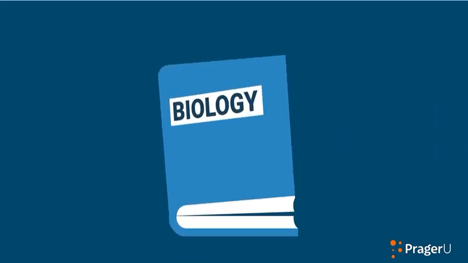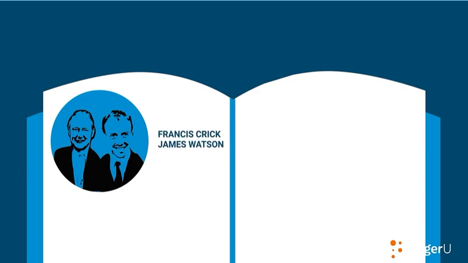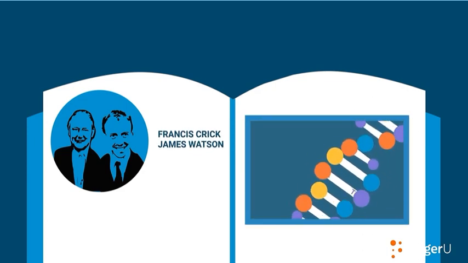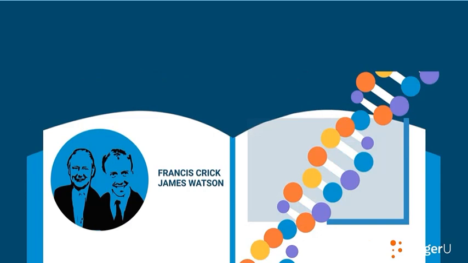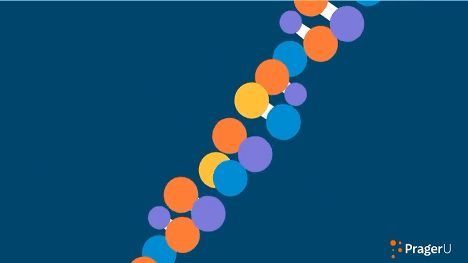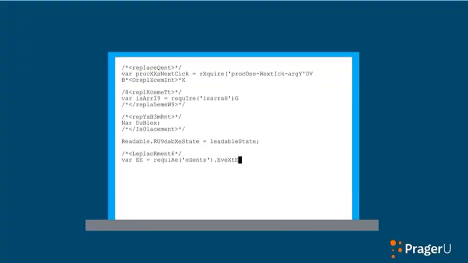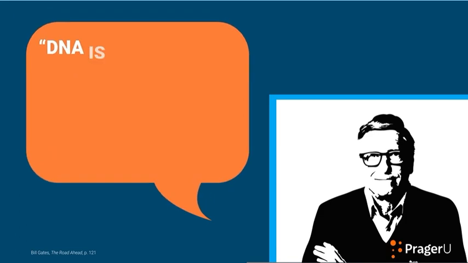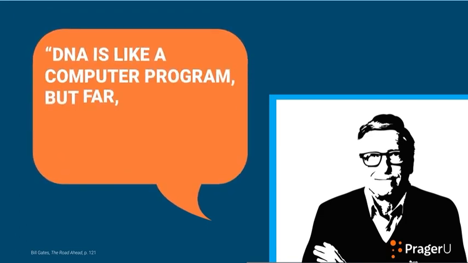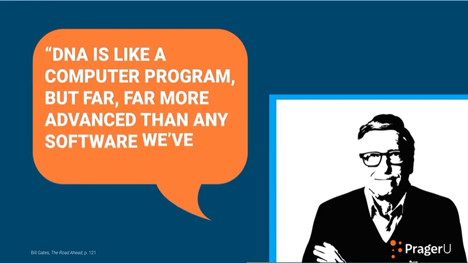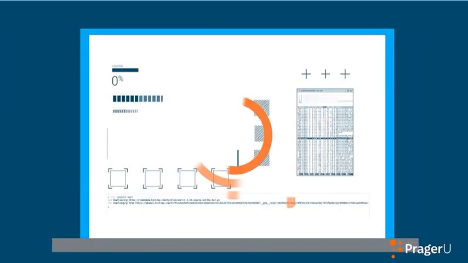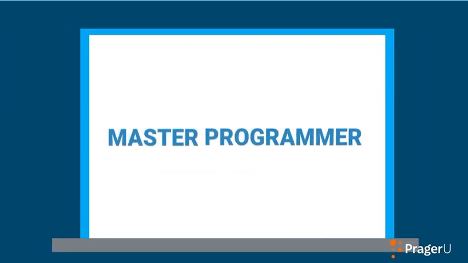Recall from biology class that Crick and his partner James Watson discovered the structure of the DNA molecule. When they did, they also realized that the chemical subunits in DNA function like letters in a written language or digital symbols in a computer code. As Bill Gates has explained, DNA is like a computer program, but far, far more advanced than any software we've ever created, which kind of suggests a master programmer.